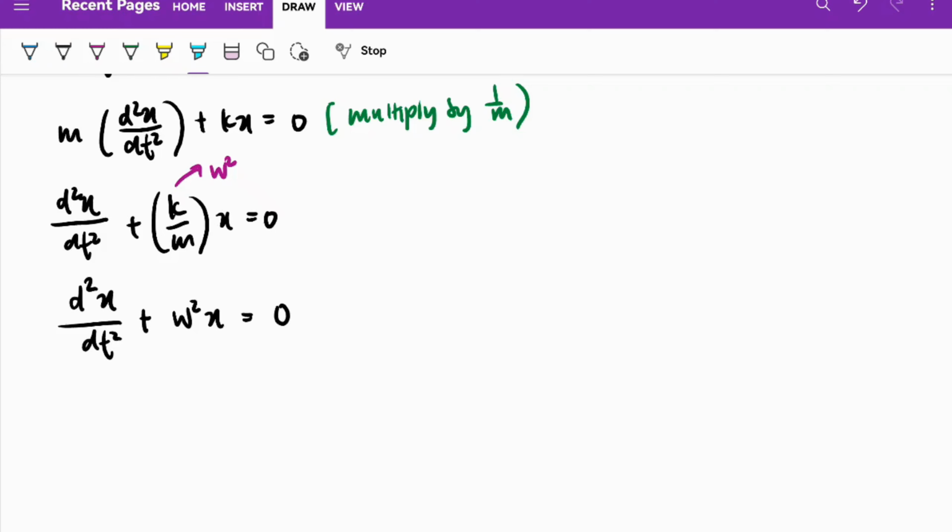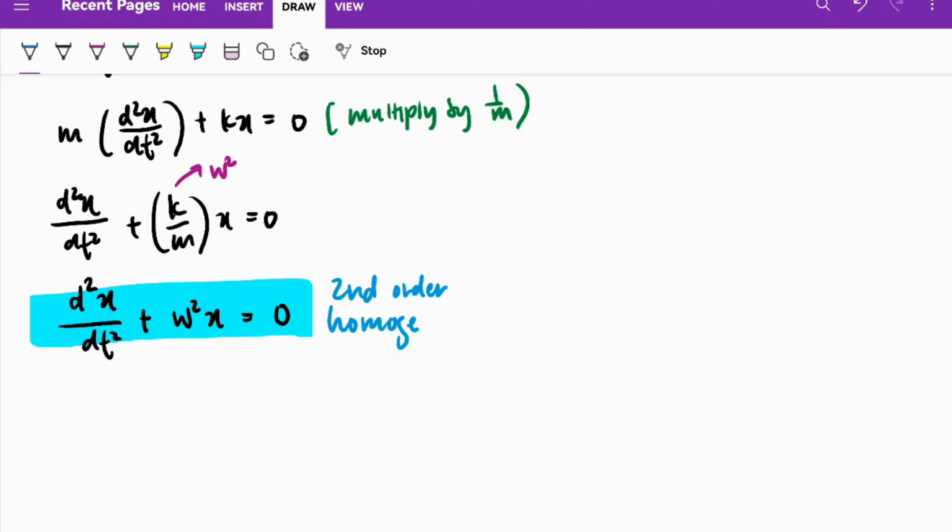Now, what is this equation? Is it familiar to you? Yes, we have reached the first type of differential equation. This is a second order homogeneous differential equation. I know, right? It's such a long name. I'm just going to write it as DE, it's too long. Second order homogeneous differential equation. Why is it homogeneous? Because the right side of my equation is 0. That's why it's called homogeneous.